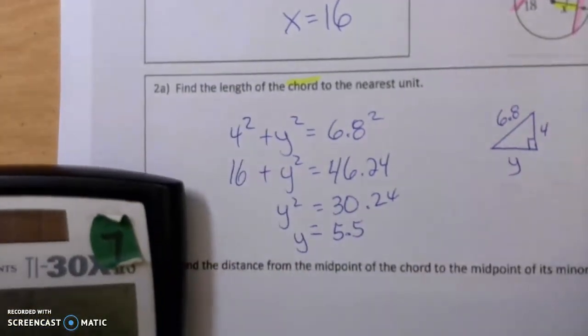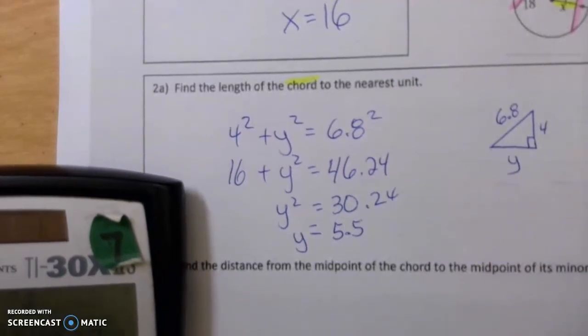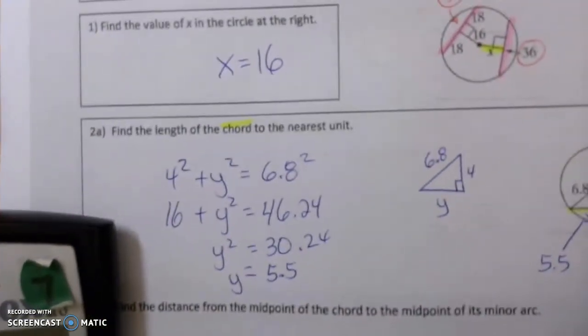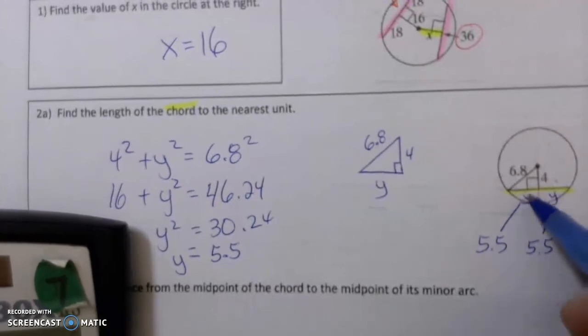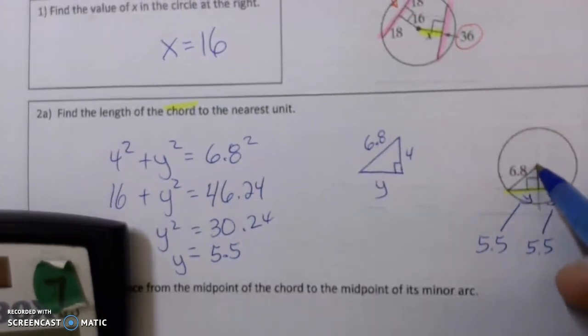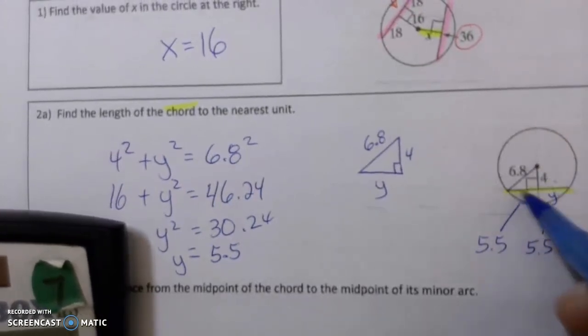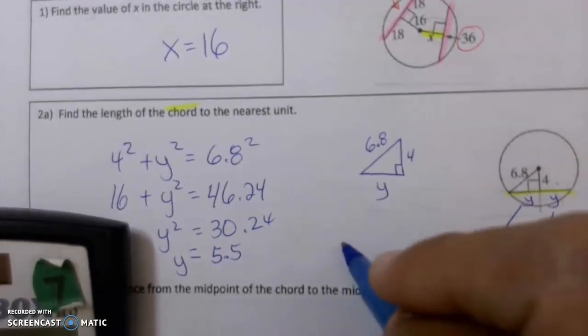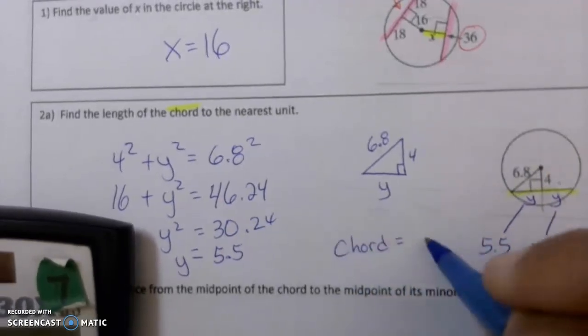So that means this is 5.5, this is 5.5, and the reason why, again, I know that it's split perfectly in half, because from the center I form 90 degrees, I split that chord in half. So the entire chord is 5.5 times 2, 11.